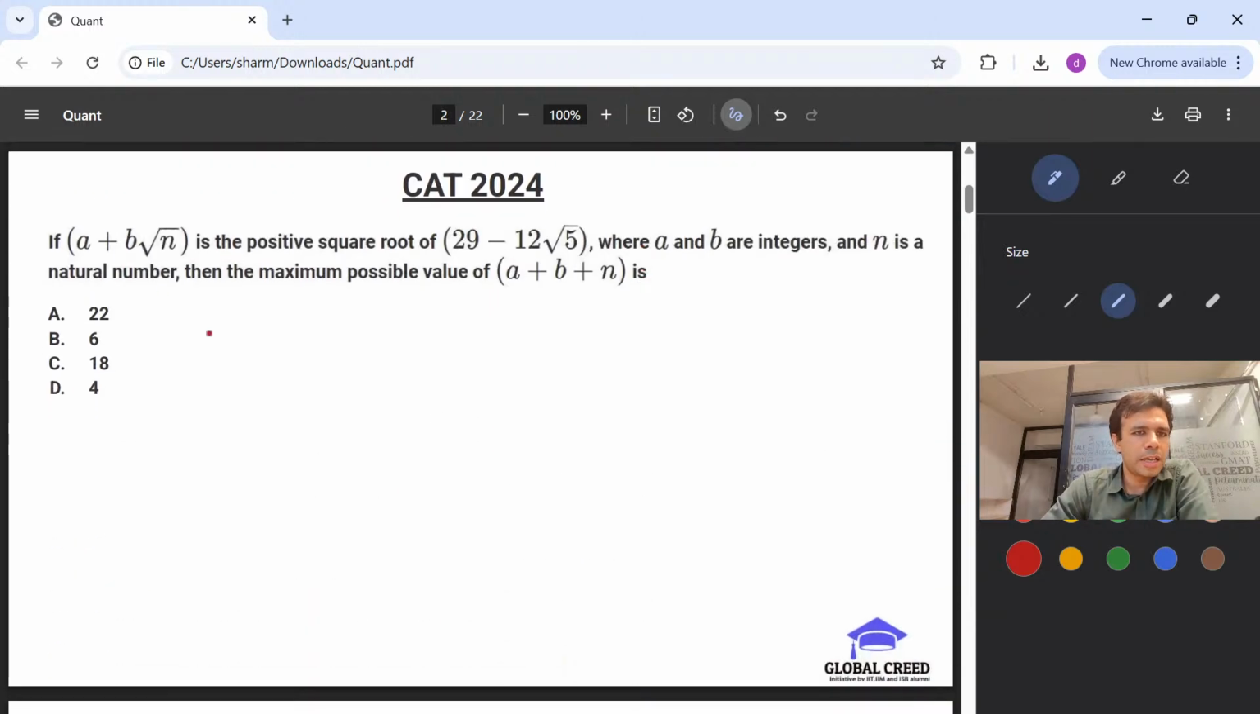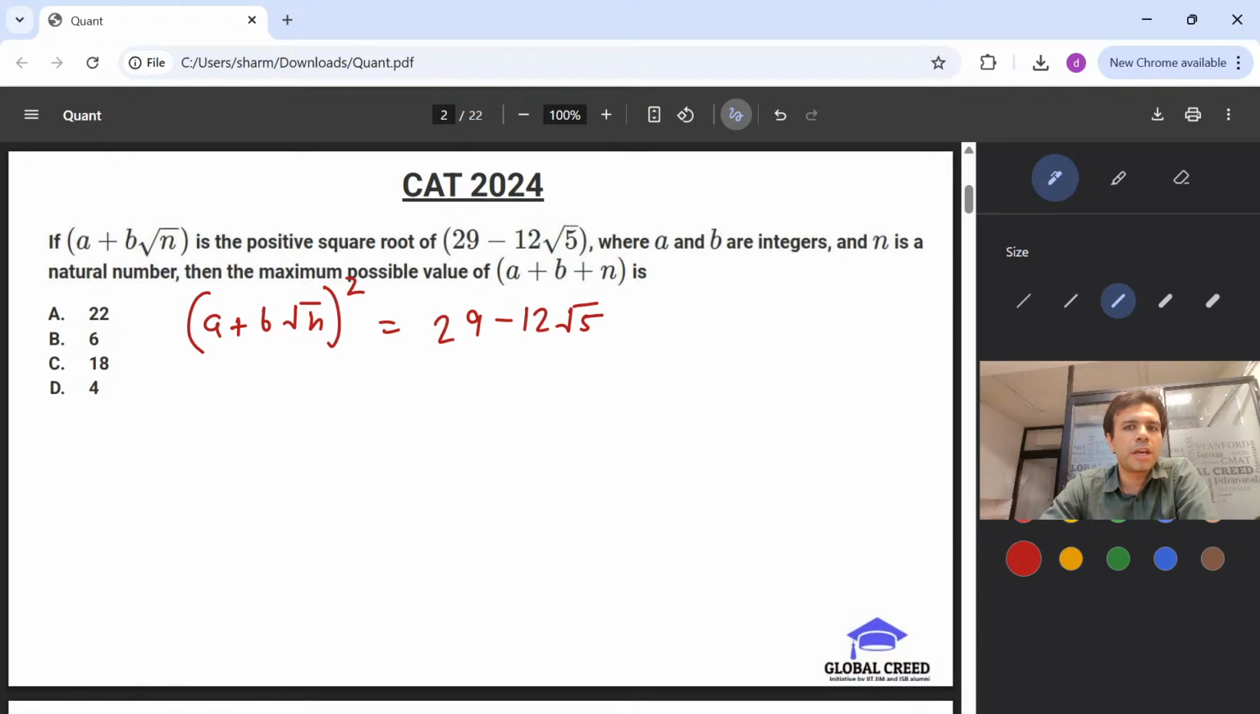It is saying that a plus b root n is a positive square root of what? 29 minus 12 root 5. Now a plus b root n is a positive square root. If it is the square root, then I could say that the square of this number would be equal to 29 minus 12 root 5.